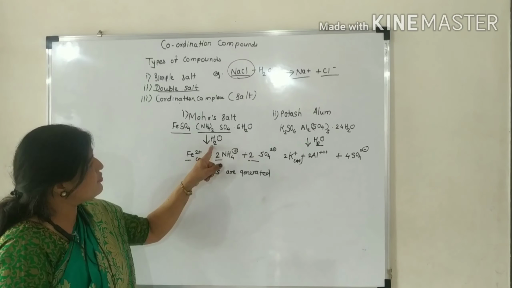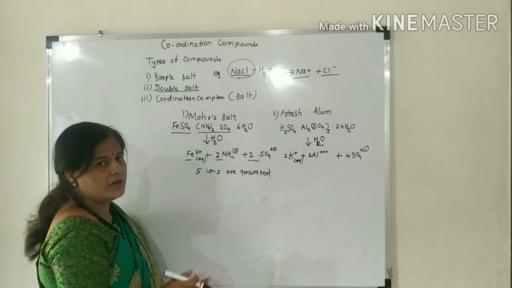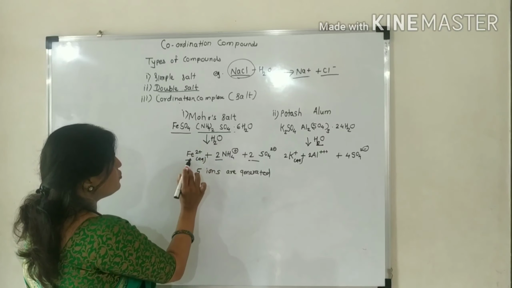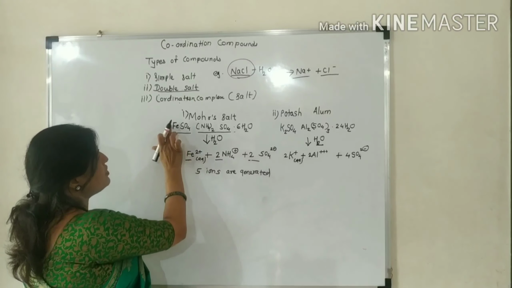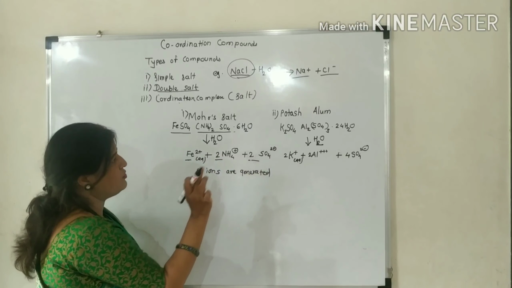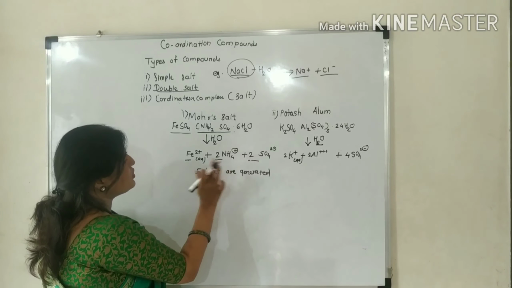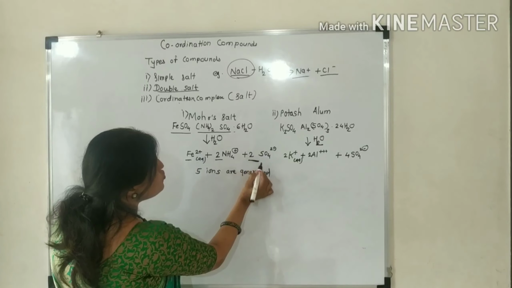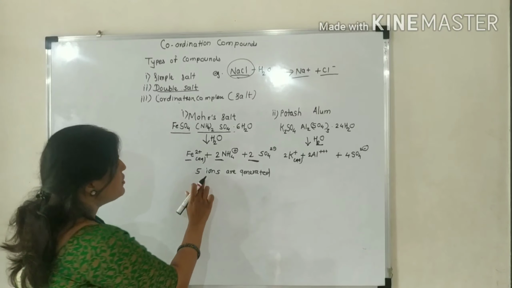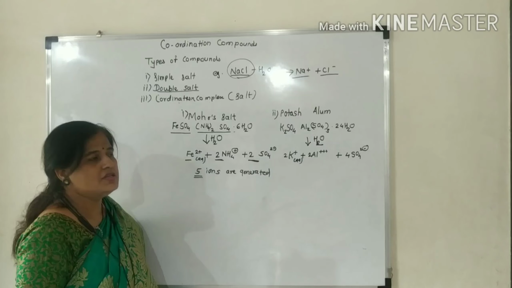When this double salt is dissolved in water, different ions are generated. When Mohr salt is dissolved in water, you will get one Fe2 plus ion, two NH4 plus ions, and two SO4 2 minus ions. How many total ions are generated here? These 2 SO4 ions, 2 NH4 plus ions, and 1 Fe2 plus ion. Total 5 ions are generated here.